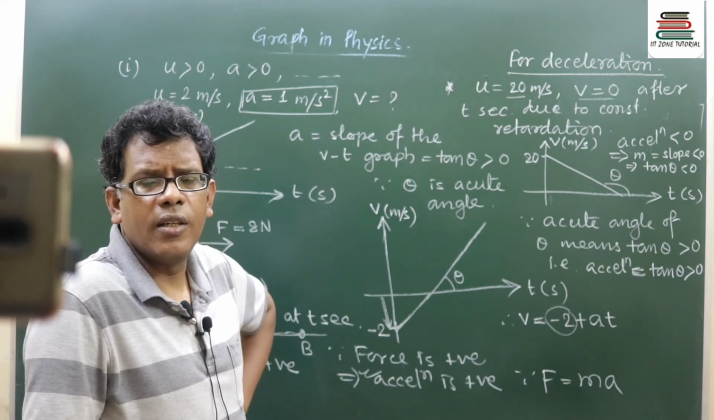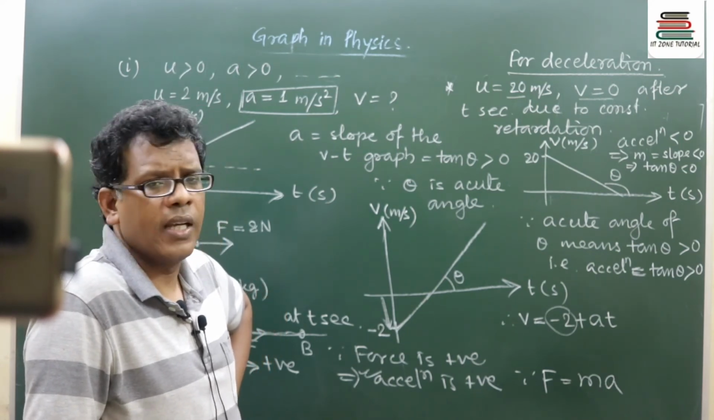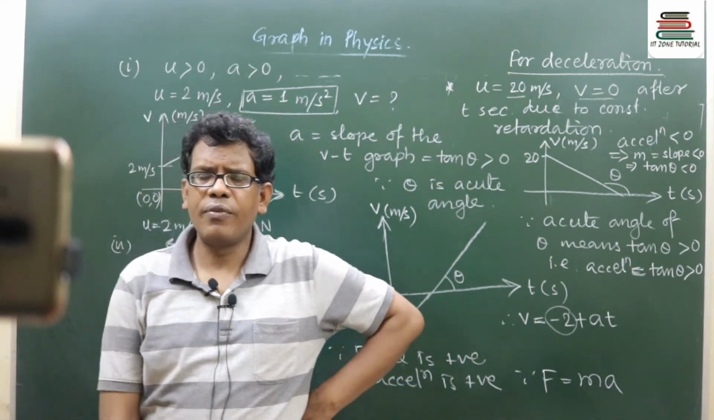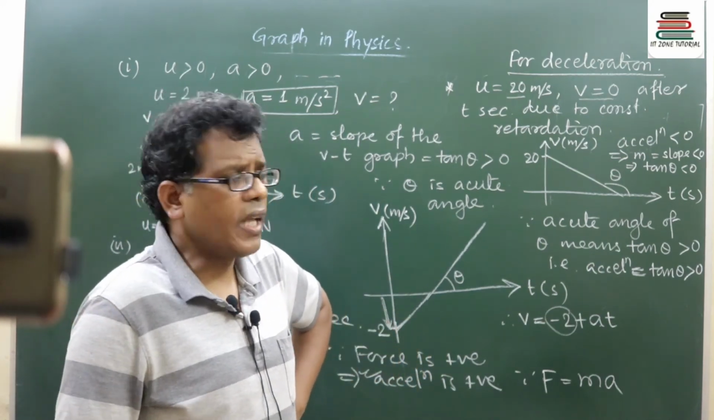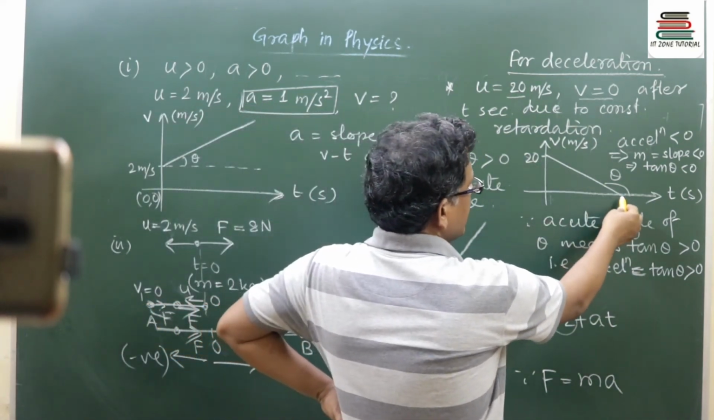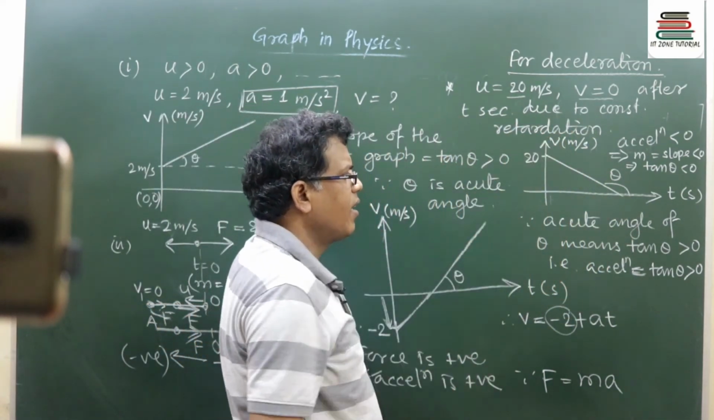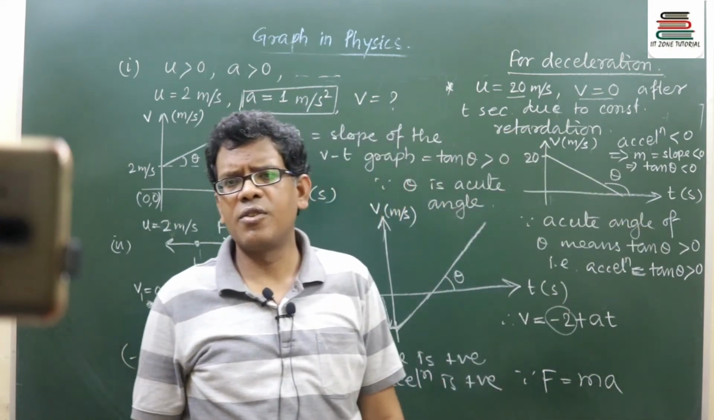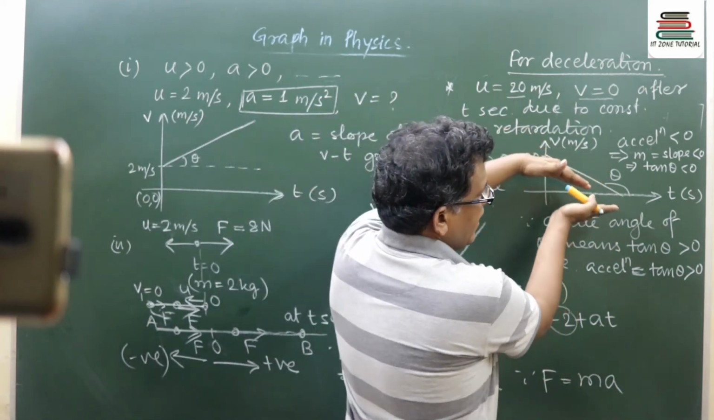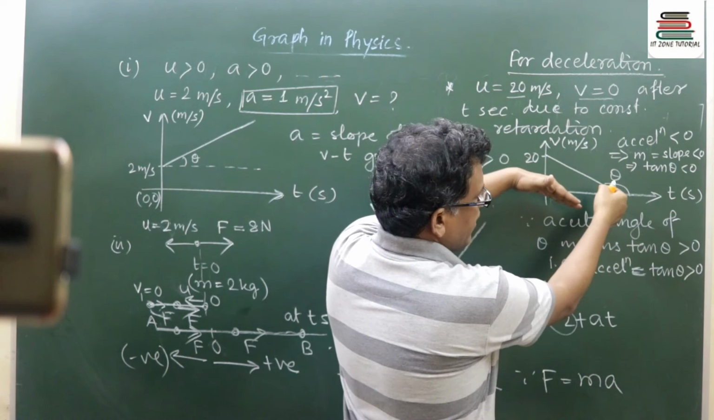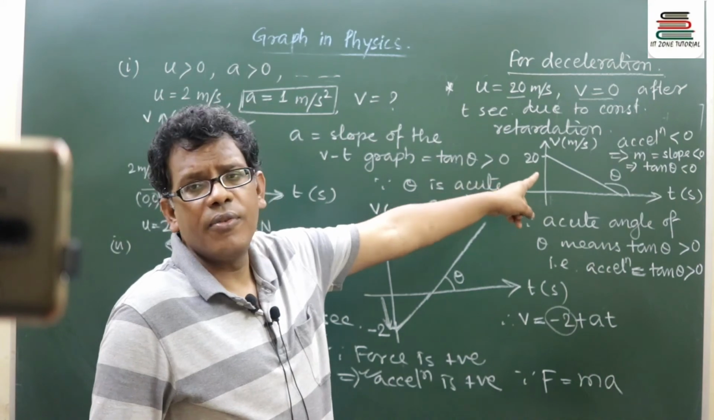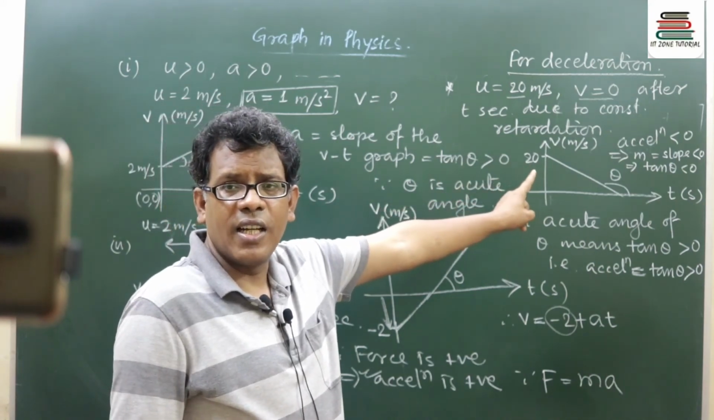You can check any numerical value of tan of an angle which is more than 90: tan 120 is negative, tan 135 negative, tan 150 negative, right? So tan of an obtuse angle is numerically negative. So the slope represents the acceleration, and since acceleration is negative here, the graph is drawn in such a way that it makes an angle theta with the positive direction of the time axis that is obtuse. So this is the graph of velocity-time under constant retardation.